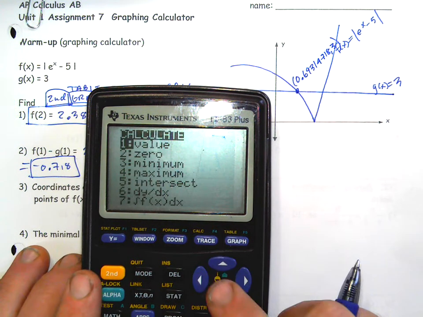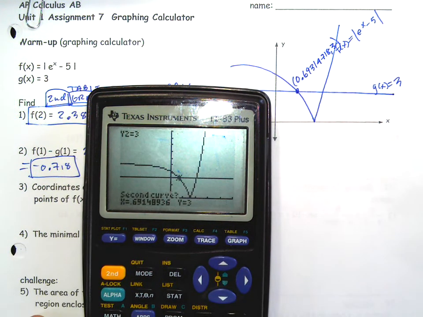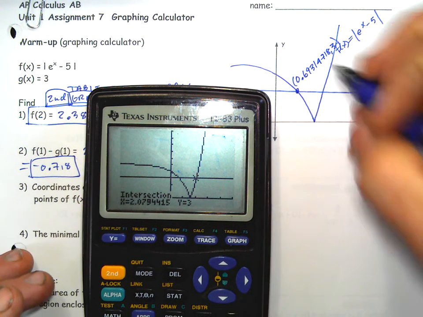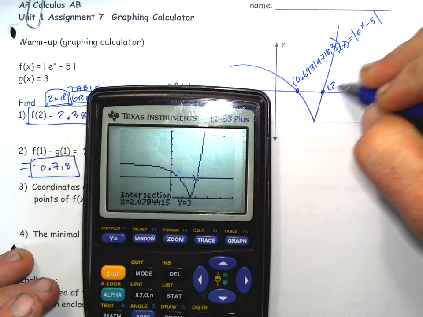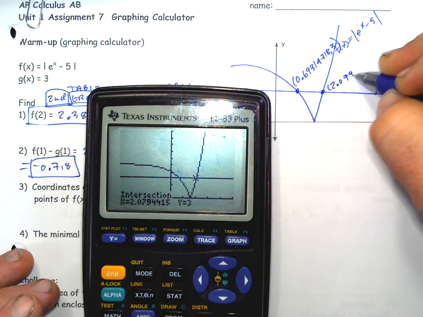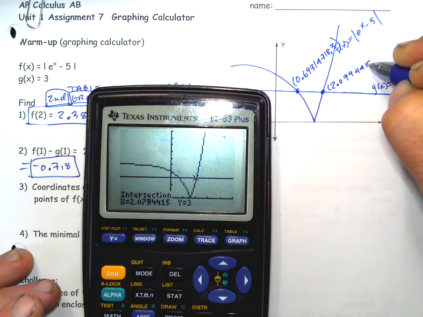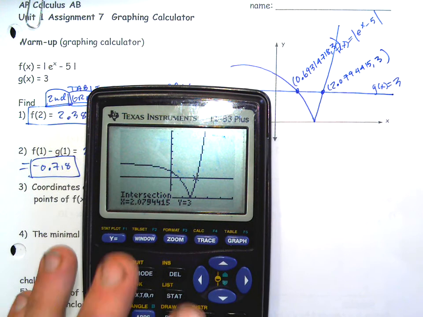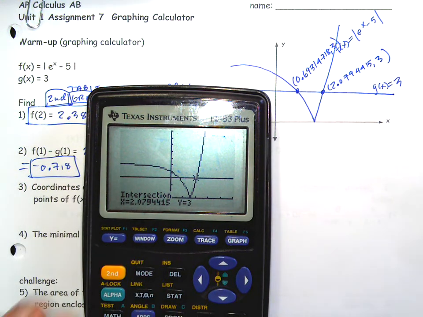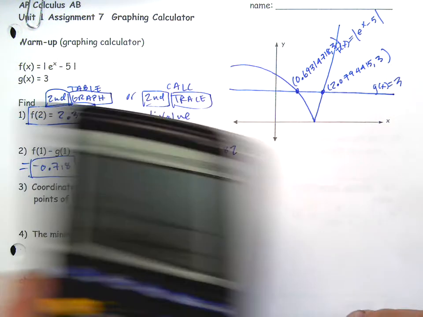Second, calculate, number 5, intersect, first curve, second curve, and this one's around 2. It's quicker to just type something in than to move that cursor over, but you could do it that way if you want. All right, so it's not enough to know how to do these on a calculator. You've got to be quick so you can get them done in time on a test.